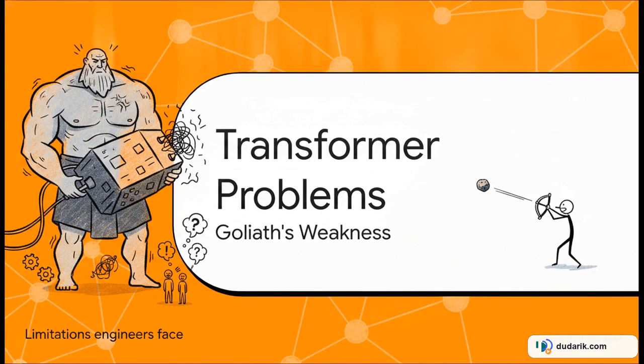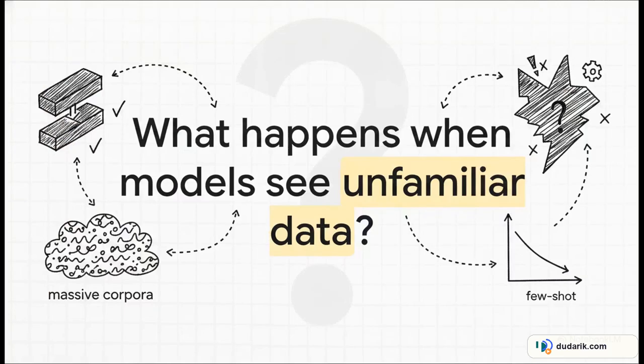So, Section 1, the problem with transformers, Goliath's weakness. Now, the fundamental question we have to ask ourselves is this: what actually happens when transformers encounter unfamiliar data? I mean, we all know that transformer-based models get their sky-high accuracy by memorizing statistical regularities across massive corpora of text. They are basically just learning token co-occurrence probabilities. But what happens when you only have a few examples, those tricky few-shot constraints, or when the data fundamentally shifts away from what the model was trained on?